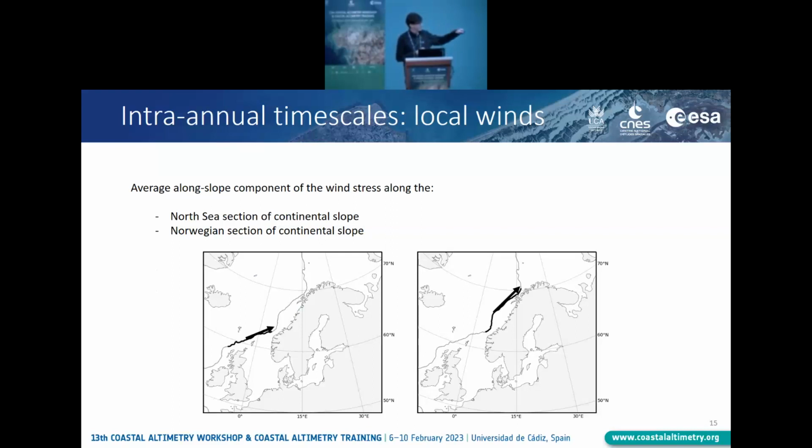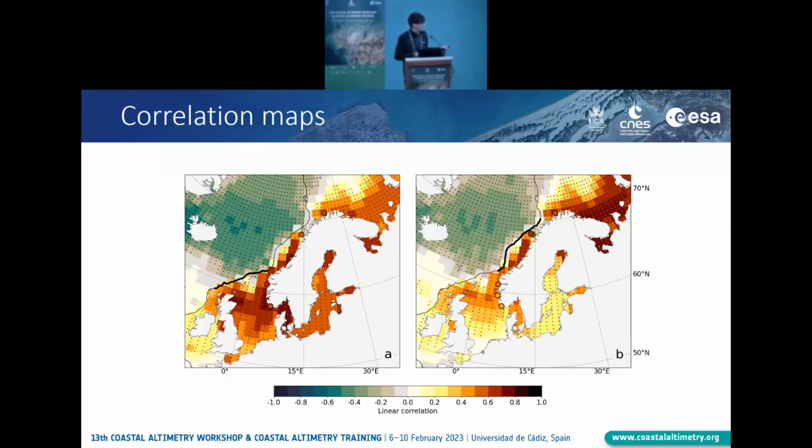Here we consider two cases: the along-slope winds blowing along the North Sea section of the continental slope, which is the map on the left, and the Norwegian section of the continental slope, which is the map on the right. And we did a simple linear correlation between this along-slope component of the wind stress and the mass component of sea level provided by GRACE and by the combination of satellite altimetry and the hydrographic stations. And this is the result. The result in a way makes sense.